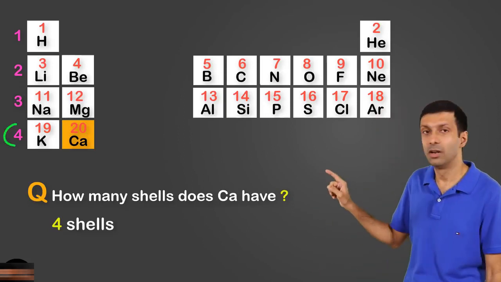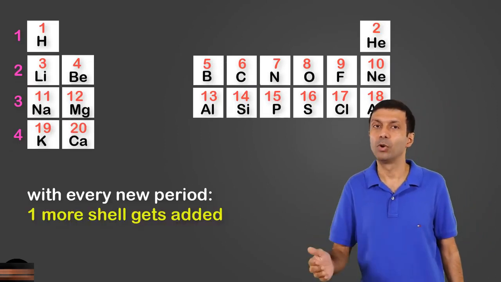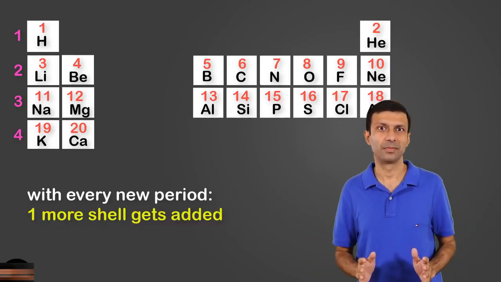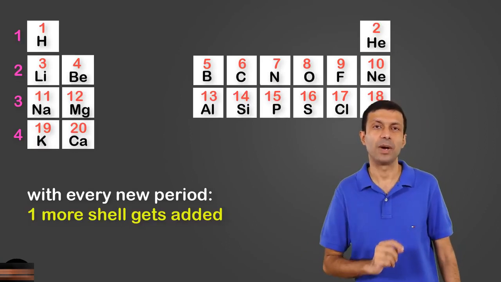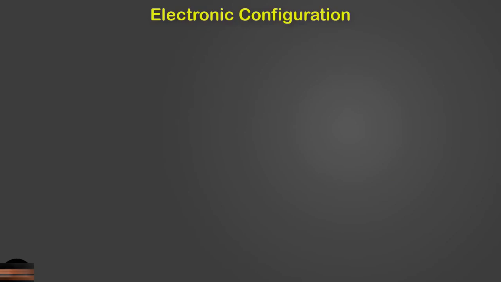It's in period number 4. So with every new period, one more shell is being added. Now let's verify this by looking at the electronic configuration of a few elements. Let's draw the electron configuration of hydrogen.